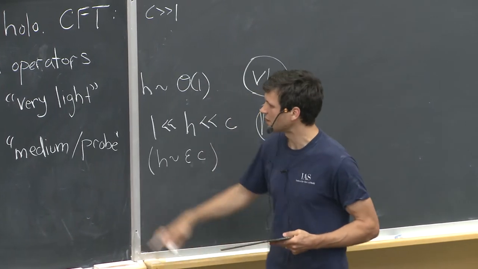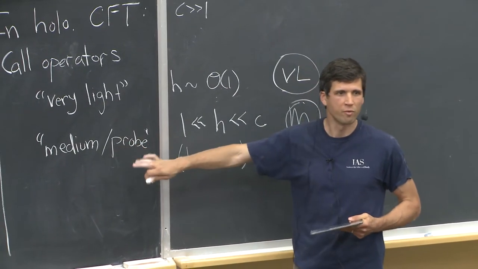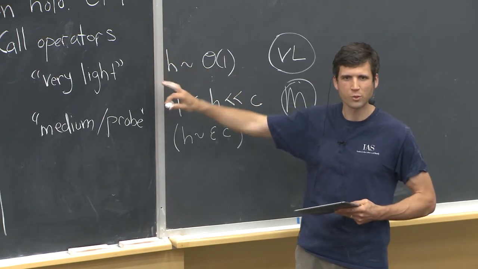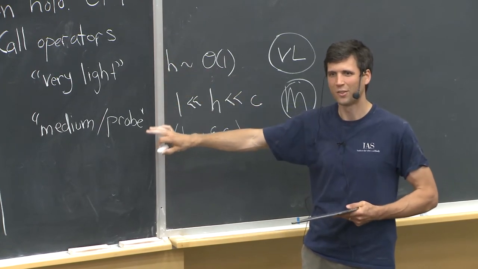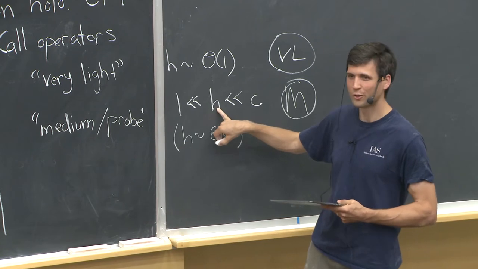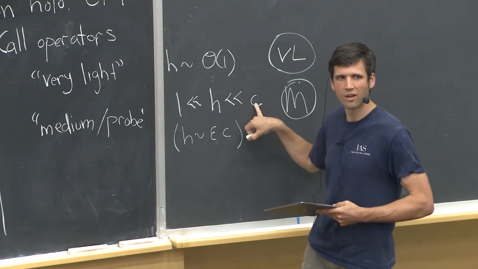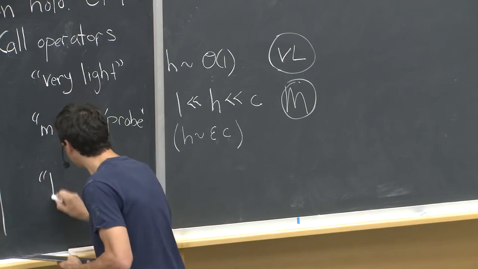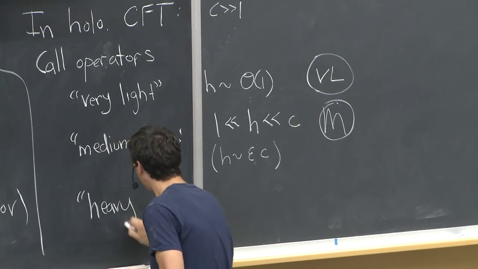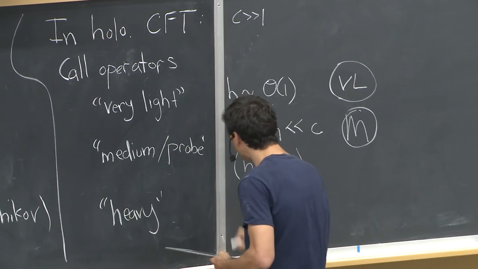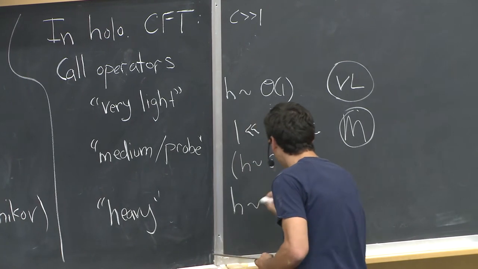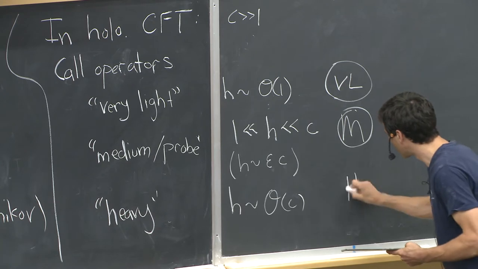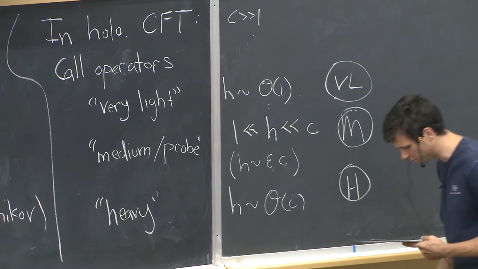Caveat: often in the literature, these are called light. I'm avoiding that in this lecture because there are even lighter ones. These are really not that light. They're pretty heavy. They're just not as heavy as c. And then there are the truly heavy operators. These are the ones with h of order c with an order 1 coefficient. So I'll give those an h.